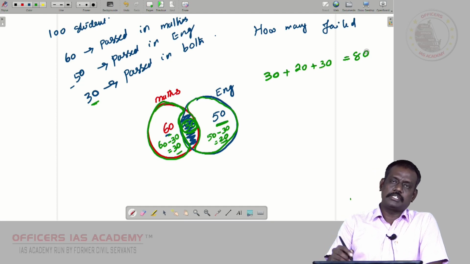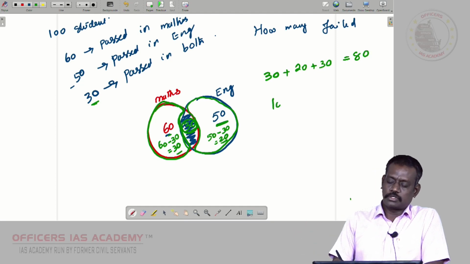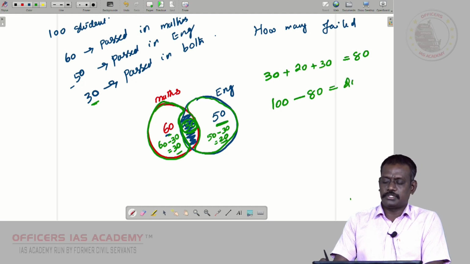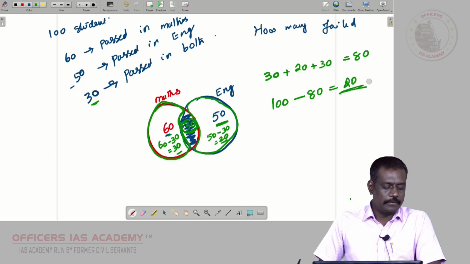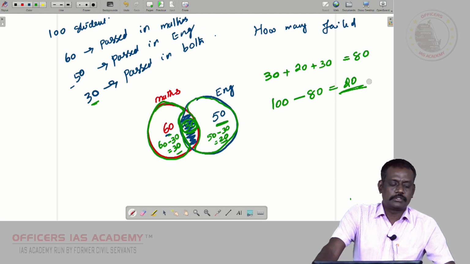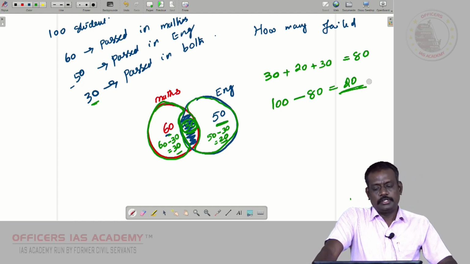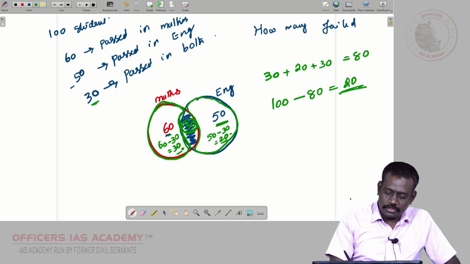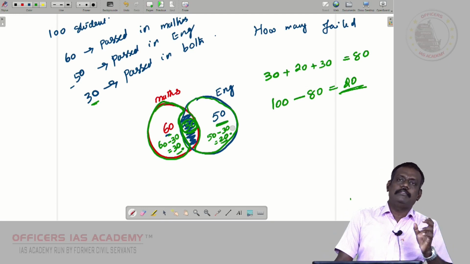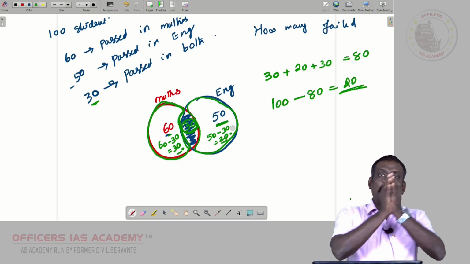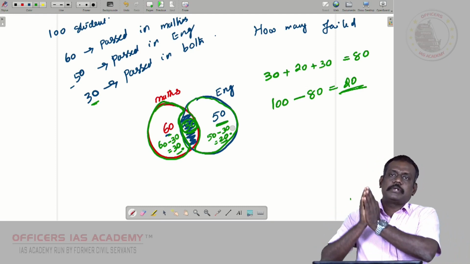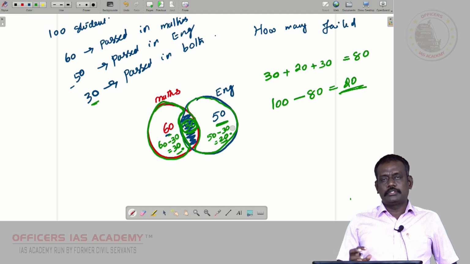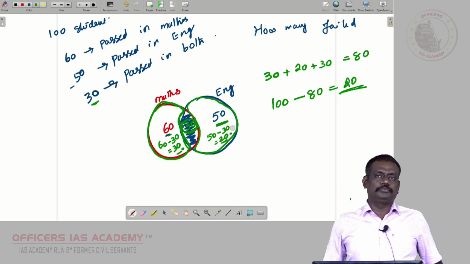So now the question asked is, how many failed in both the subjects? Out of 100, 80 students have passed, so the remaining 20 students will be the ones who failed in both subjects. Understood? So likewise, you should try to find the only values. The number of students passed in only mathematics, the number of students passed in only English. Understood, children? So this is how you have to solve the two variable problem.